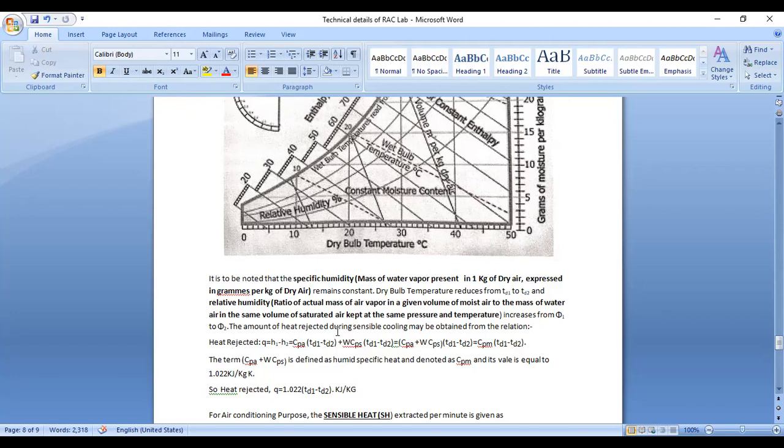The amount of heat rejected during sensible cooling must be obtained from the relation: heat rejected Q = H1 minus H2 = (CPA + W CPS)(TD1 minus TD2). So (CPA + W CPS), the specific heat of air plus W times the specific heat of vapor, multiplied by (TD1 minus TD2), is CPM (TD1 minus TD2) itself. The term CPA + W CPS is defined as the humid specific heat and denoted as CPM, and its value is generally equal to 1.022.